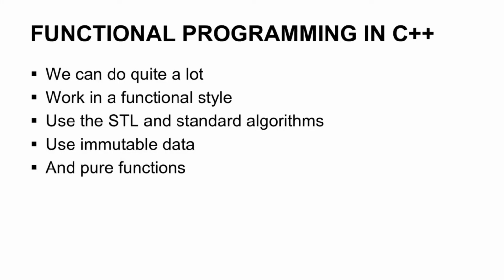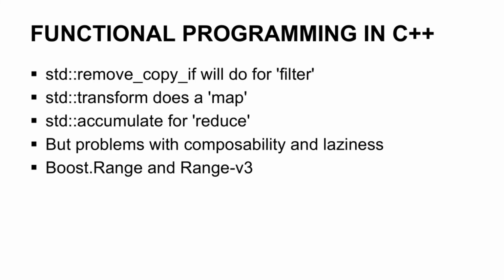Although C++ was not designed as a functional language, we can go quite a long way towards writing code in a functional style. The STL, with its collections and algorithms, can help focus on a functional rather than class-based style of coding, and code can be designed to use immutable data and pure functions. And some features of the standard library can help us to use the functional operations that we've discussed.